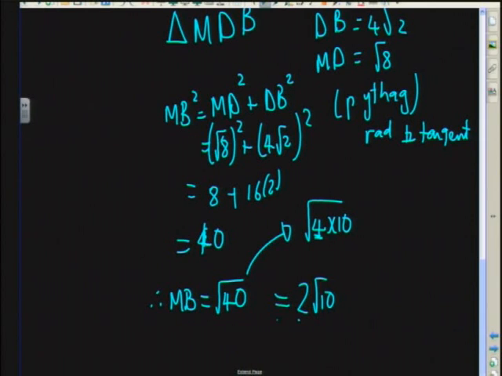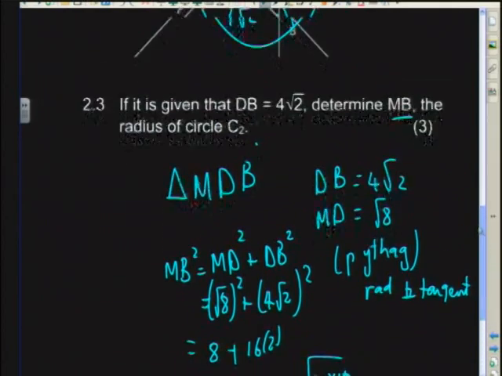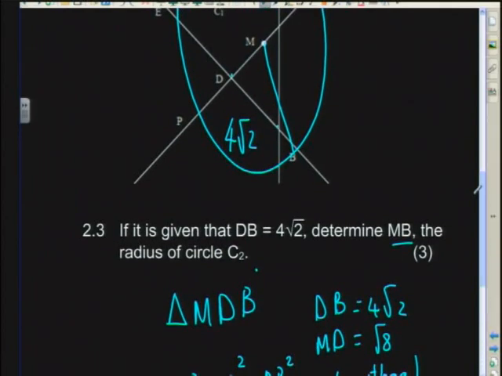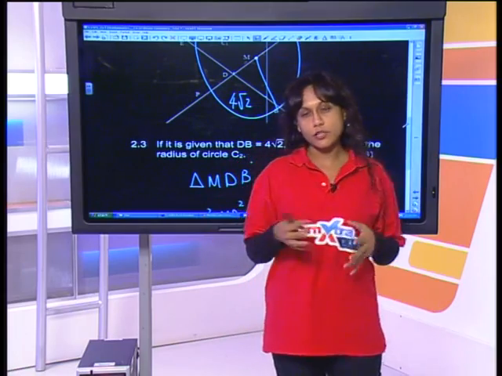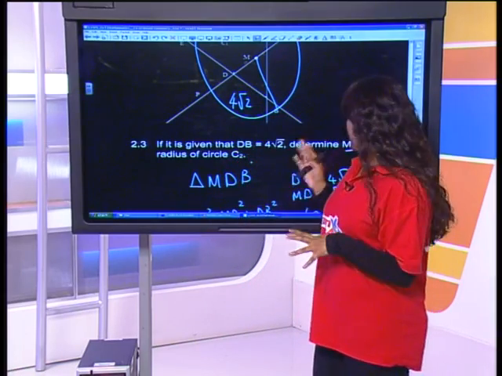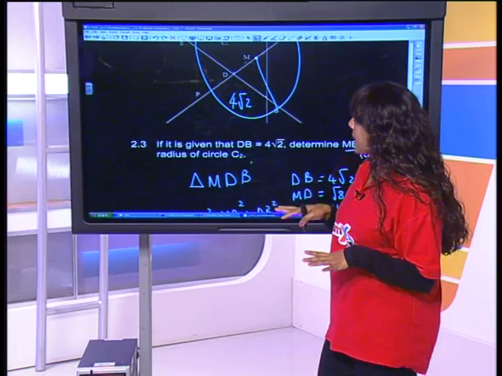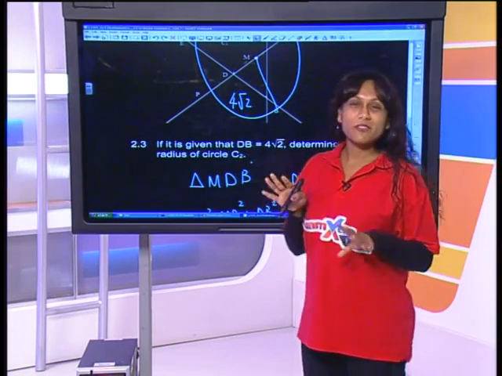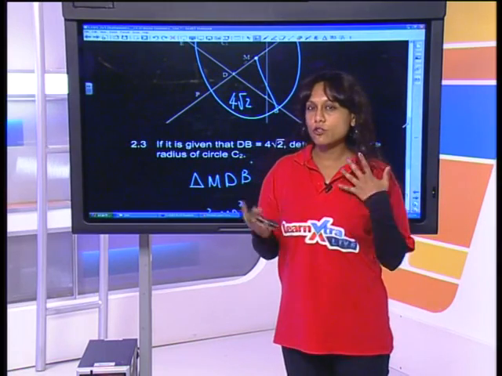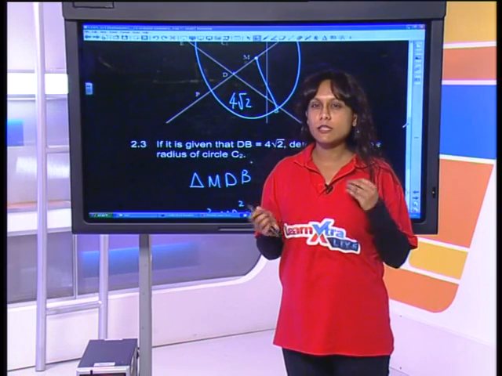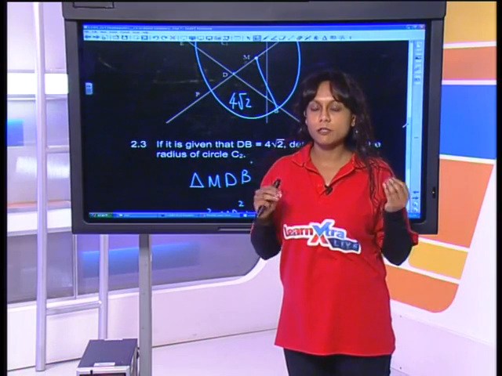So we could have asked you to show that the length of MB was 2 root 10, which basically involves a simplification of the square root of 40. Okay, so we've got MB is equal to the square root of 40. You can leave it like that. You don't need to simplify it, unless they say so. So we've got the length of MB, and that's part 3 of this question done. I hope that you're all following. I know this one is a little bit tricky because the diagram is a little bit tricky.